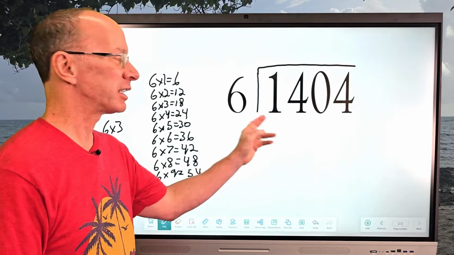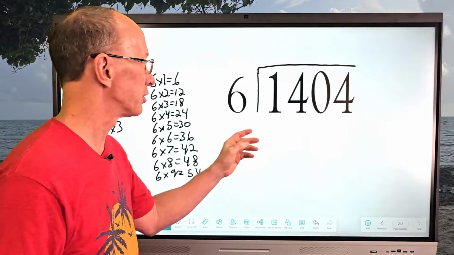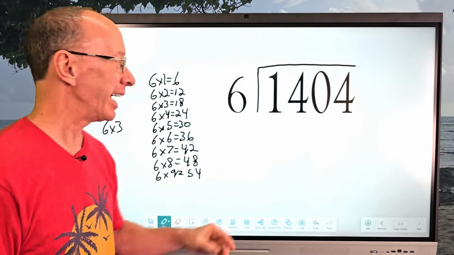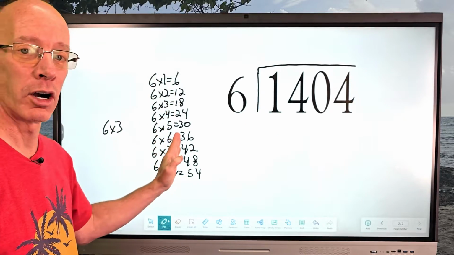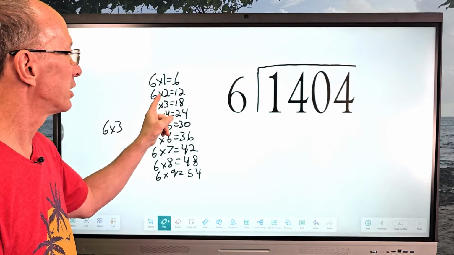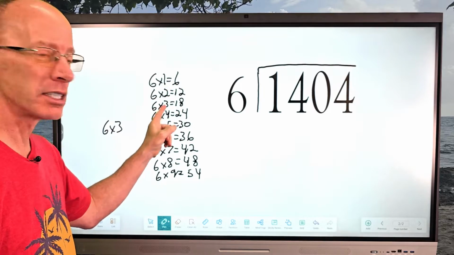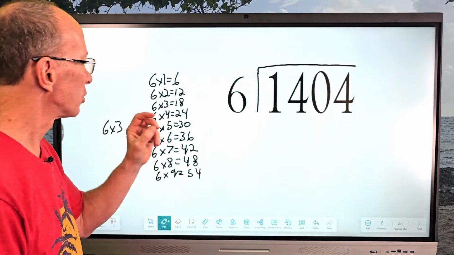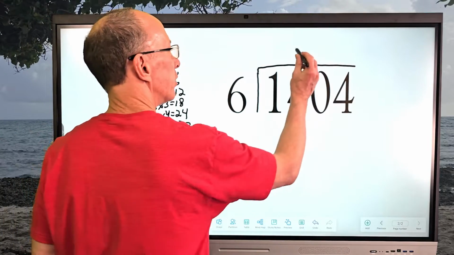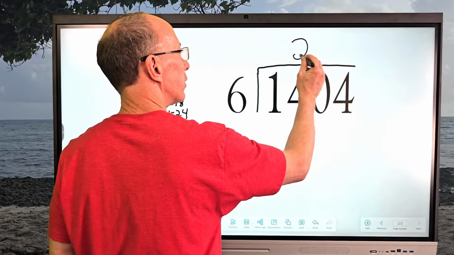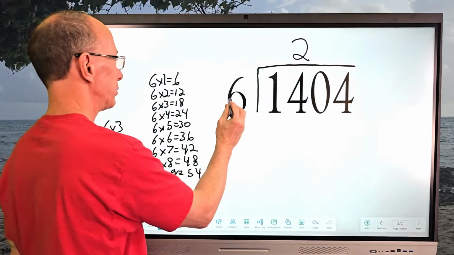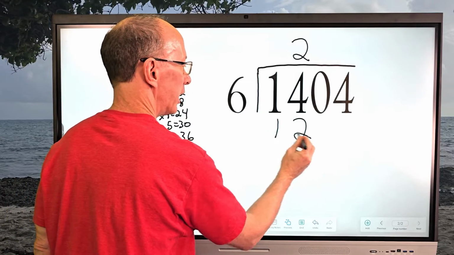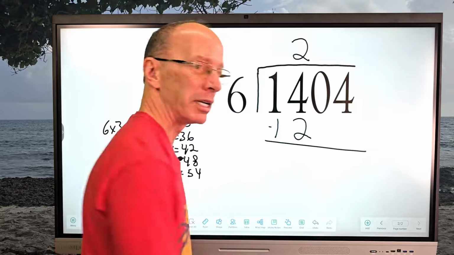First of all, can I put 6 into 1? You just can't, can you? So we need to work with the number 14. How many times does 6 go into 14? And this chart will help you out big time. So I can go 6 times 2 equals 12. If I go 6 times 3, that is 18, and that is bigger than the number 14. So let's just use 2 right here. So I go ahead and put the 2 right above that 4 here. So then I go 2 times 6 equals 12, just like this.